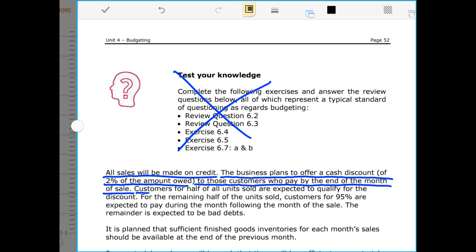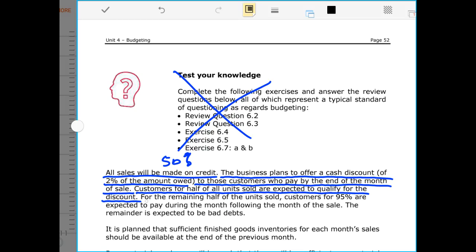And they say customers for half of all units sold are expected to qualify for the discount. That means only 50% of the customers will pay their account at the end of the same month of sale. So only half of the sales will be entitled to a discount of 2%.